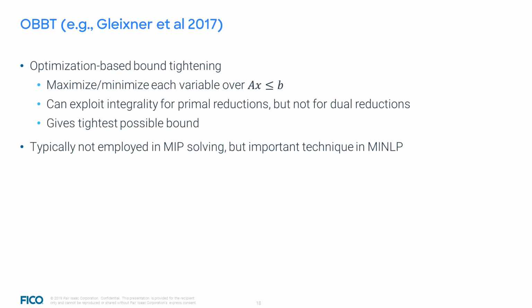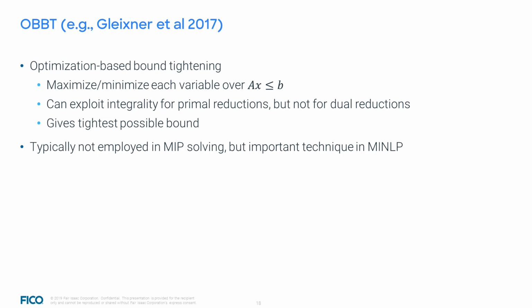OBBT stands for optimization-based bound tightening. It is a relatively expensive presolving strategy which solves auxiliary LPs. In that sense, it is related to strong branching. But instead of changing the bounds of the variables, it changes the objective function. This makes it applicable not only for binaries, but also for general integers and continuous variables.